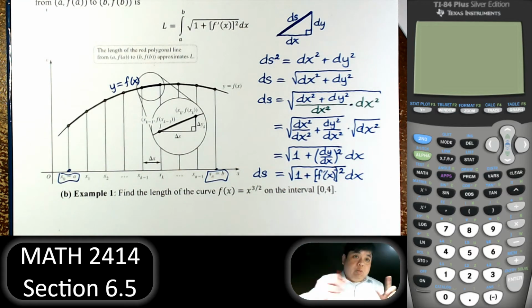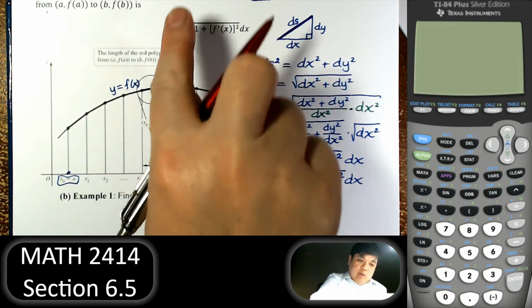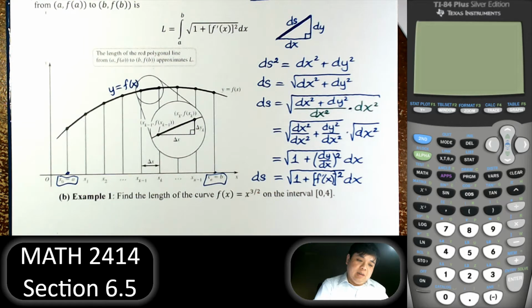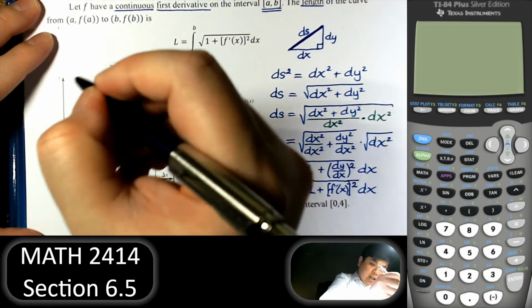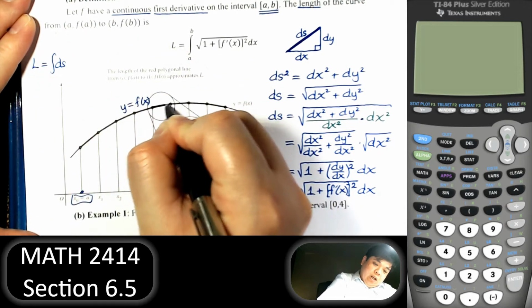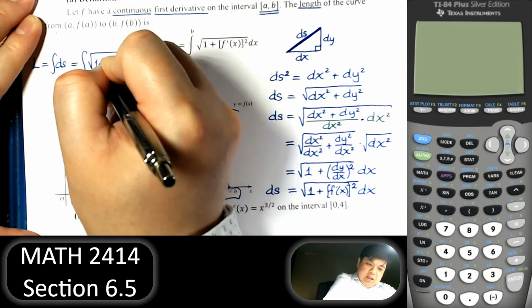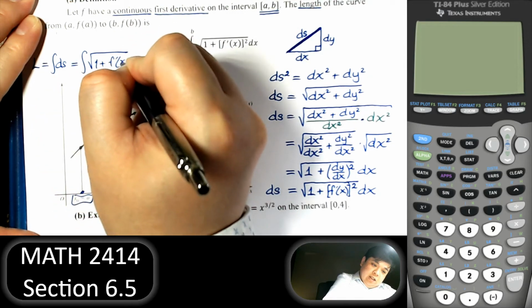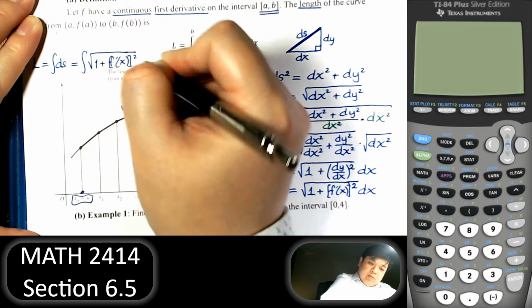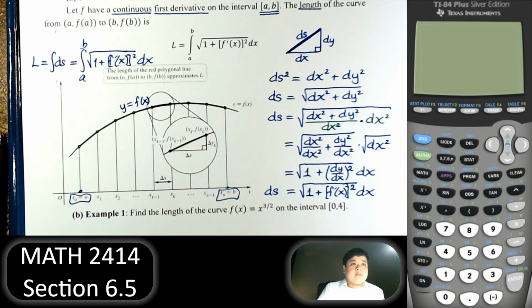So if we want to find the whole length, we just do the integral, and we'll get back to that. I'm going to write that here. So L is equal to the integral of each little segment, and that is the integral of the square root of 1 plus f prime of x squared dx. Of course, going from a to b. Yeah, so that is the proof.